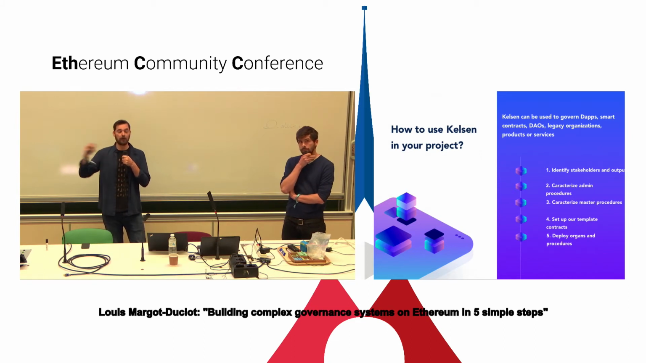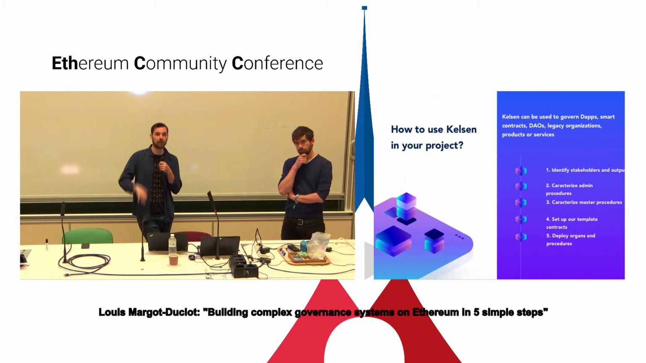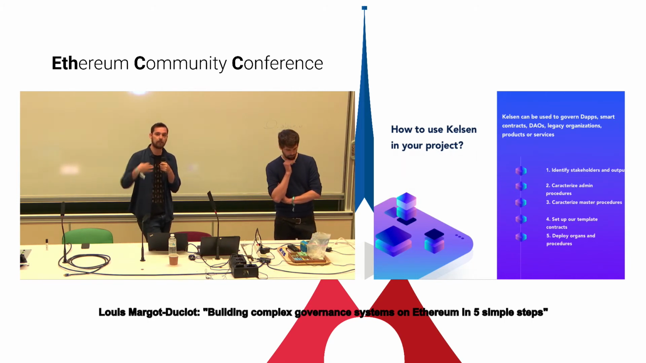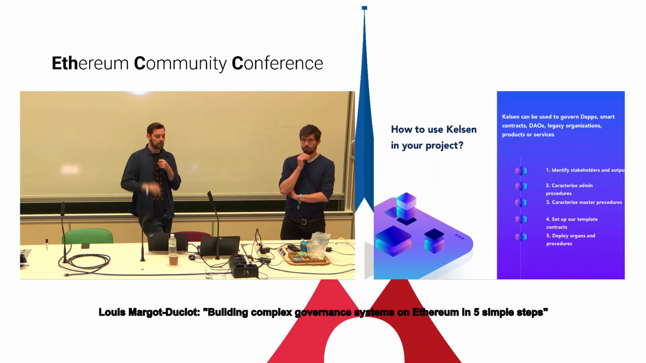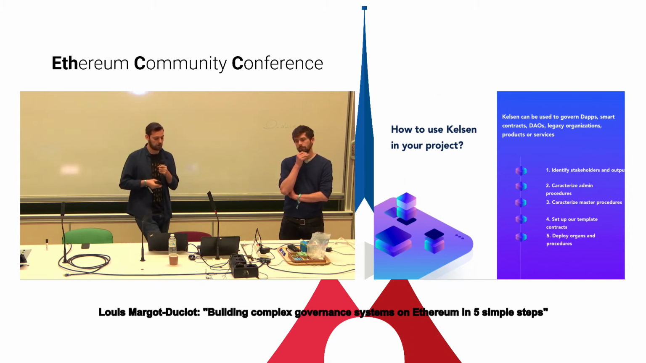And so the last 2 steps that you'll have to do will be to set up the template contracts that we have on our GitHub according to all the rules and processes that you've defined, and then deploy the organs and deploy the procedures. So that's basically, in a nutshell, how to identify and create good governance systems without taking too many risks.